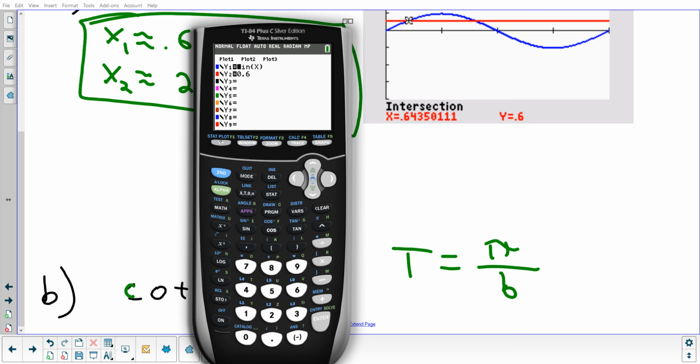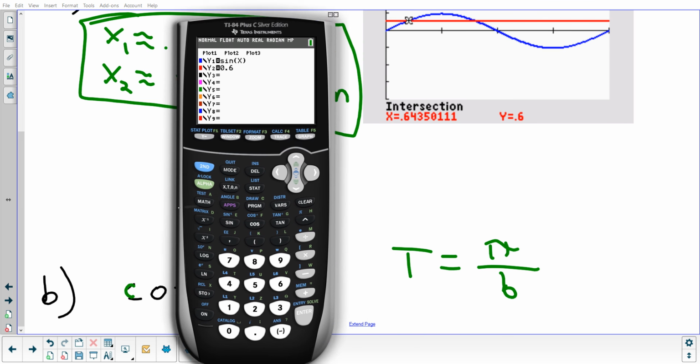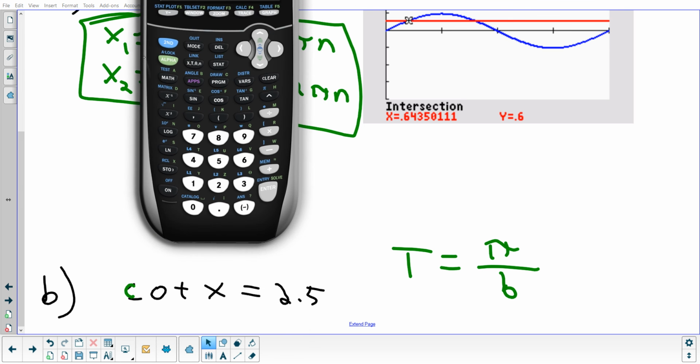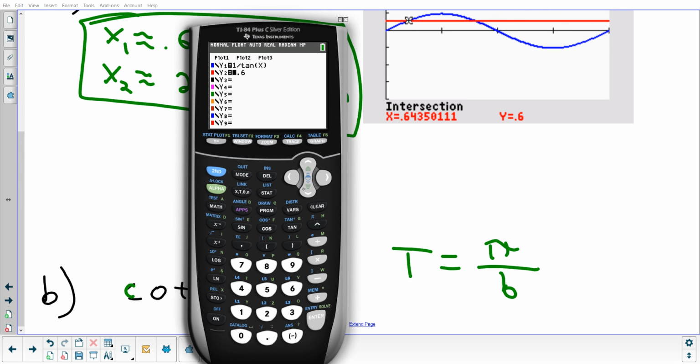All right, and now we need to type in cotangent. I think I already asked that earlier. To type in cotangent, Jake had said it's 1 over tangent. That's how we type it in. 1 divided by tangent. And we're looking for where it hits 2.5. You got to make sure your range includes 2.5.